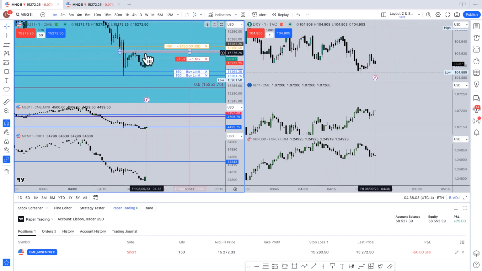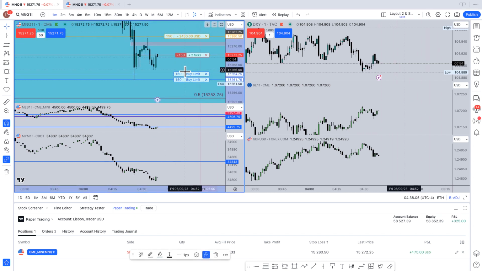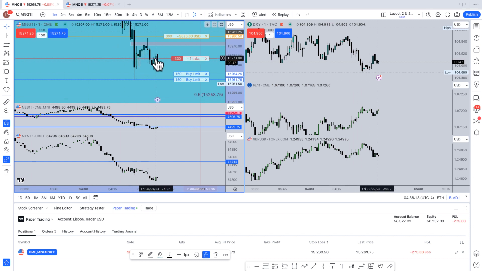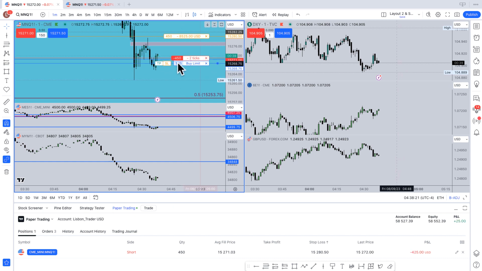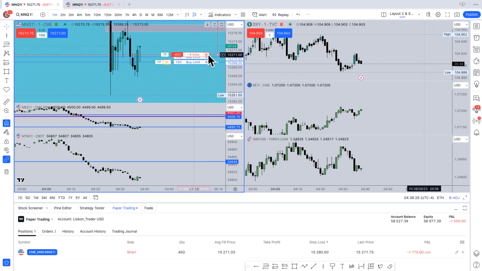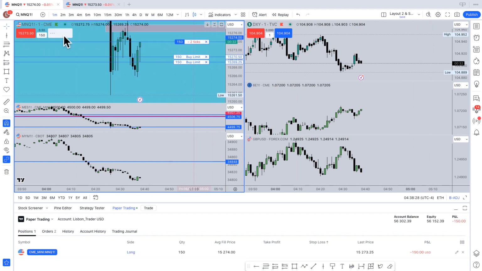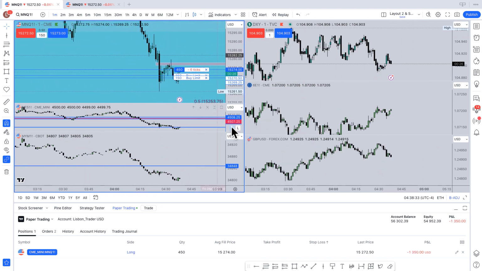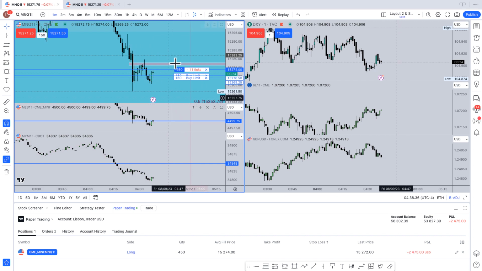So this fair value gap is being respected. Let's see if they want to reach. Okay. Not liking it. I think this thing wants to go higher, at least touch the fair value gap again.